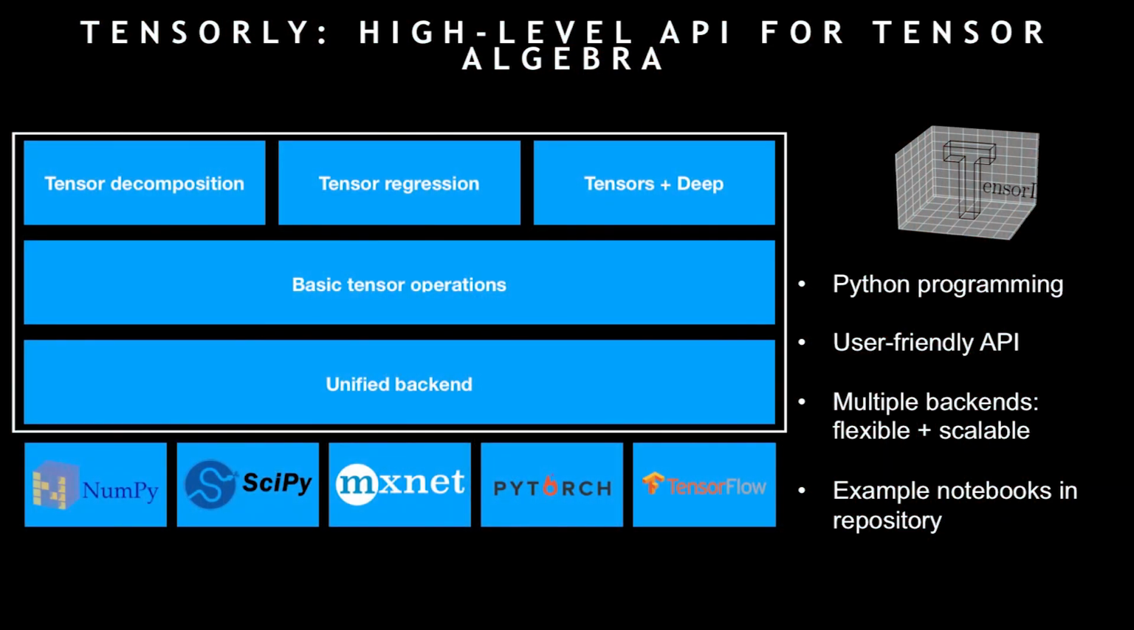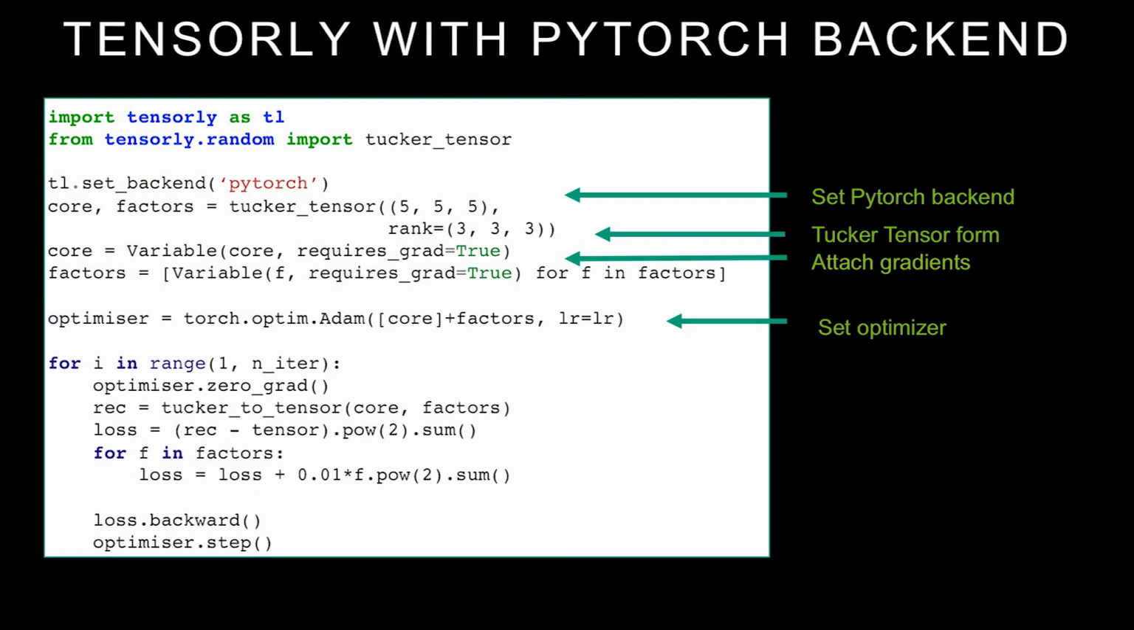So TensorLy is an open source software where we've incorporated a lot of these functionalities. The idea is it has multiple backends, including PyTorch and TensorFlow, and it's in Python. So you have these tensor layers already available. You can add your layers to it and train end-to-end.